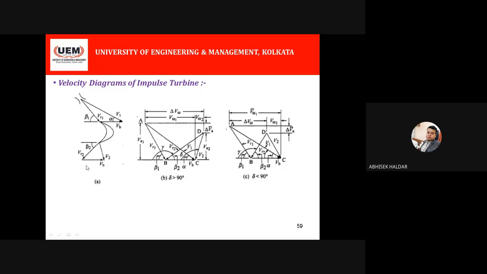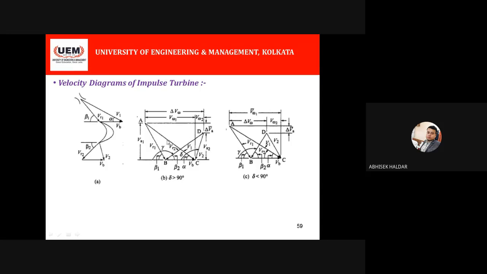For this figure, delta, the angle between VB and V2, is less than 90 degrees. For this type of figure, at the inlet and outlet velocity triangle, my superimposed figure will be this one. Here the delta angle, between VB and V2, is less than 90 degrees. So depending on the value of delta, the superimposed view will be like this or like this.